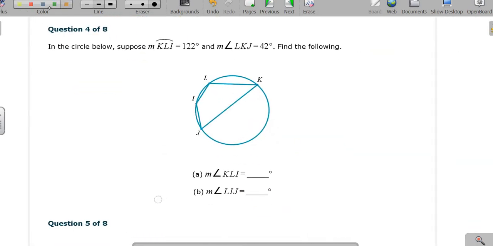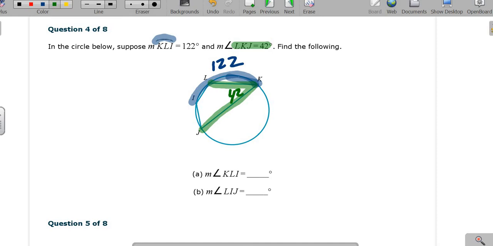In the circle below, KLI, notice the order there, KLI is 122. And the angle LKJ is 42. LKJ is 42. Find the following.